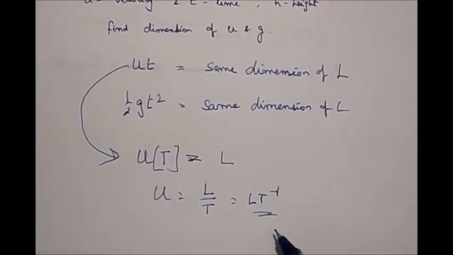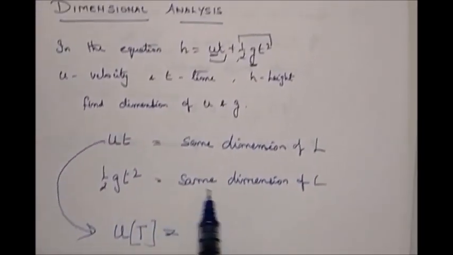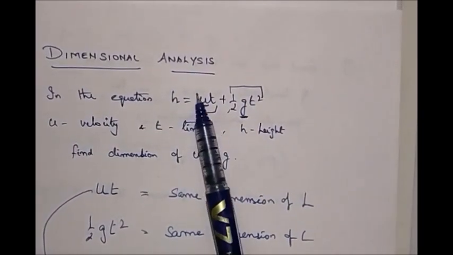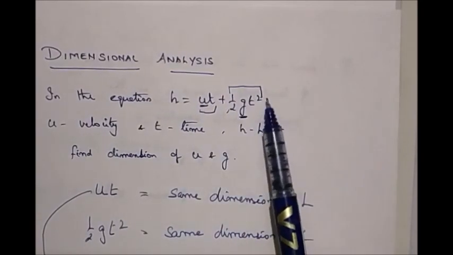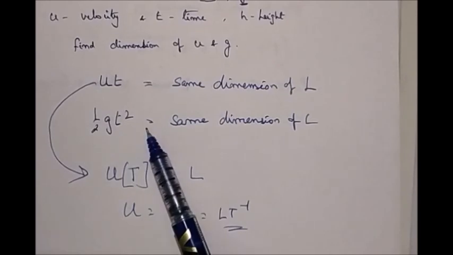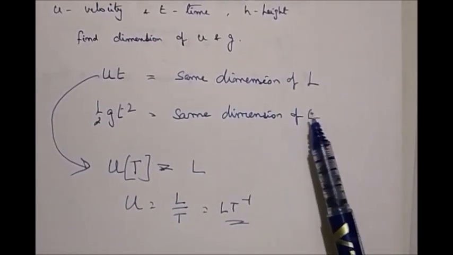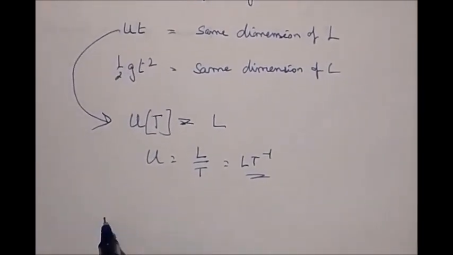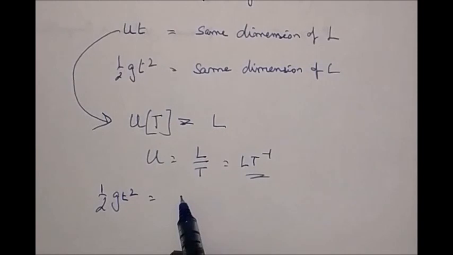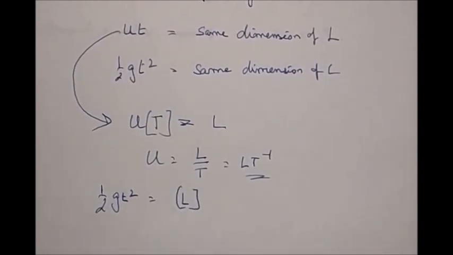So that has been very clear because distance is equal to distance plus distance. This entire quantity should become a distance. This also, the entire quantity should become a distance. So half g t square also should have the same dimension of distance here. So going forward further, half g t square should have the same dimension of length.